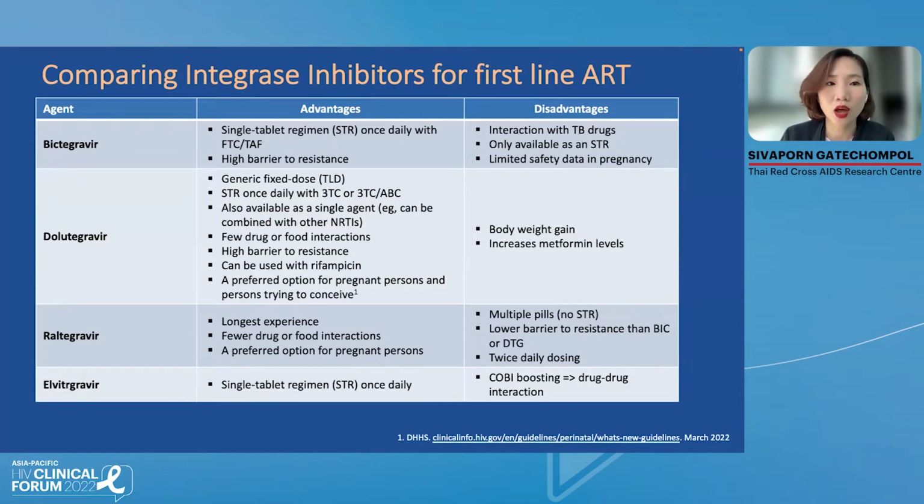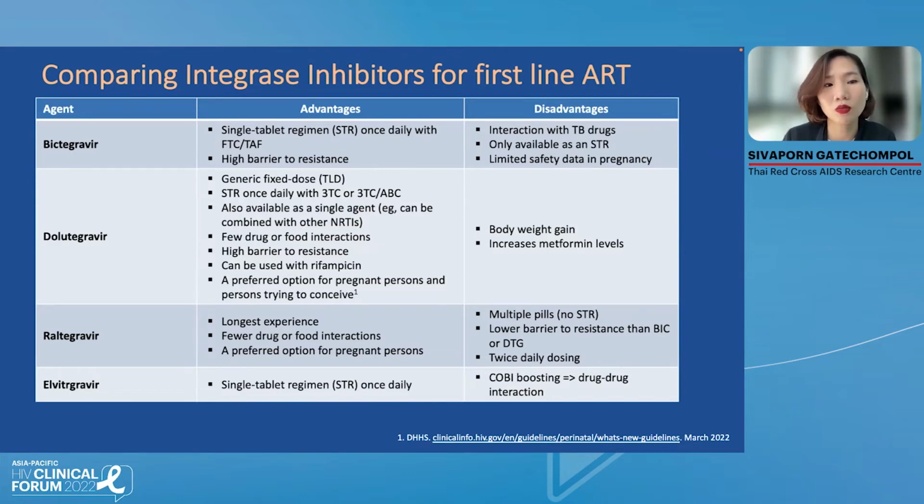For dolutegravir, the advantage is the generic fixed-dose TLD that has been available in many low- and middle-income countries, and dolutegravir is also combined with 3TC or abacavir/3TC, and also available as a single agent that can be used with other NRTIs. It has fewer drug-drug interactions, a high barrier to resistance, and dolutegravir can be used with rifampicin. And the updated guideline has recommended it as the preferred option.